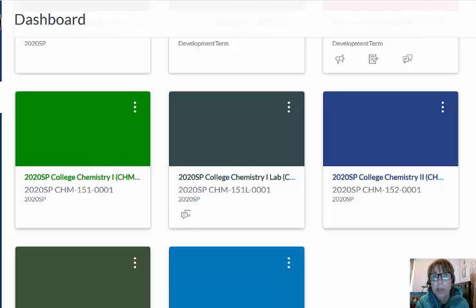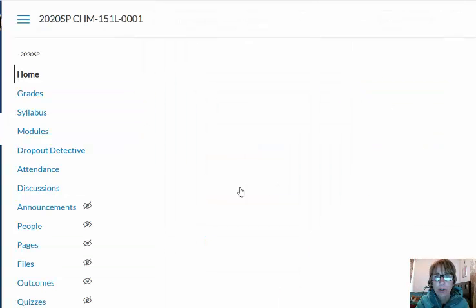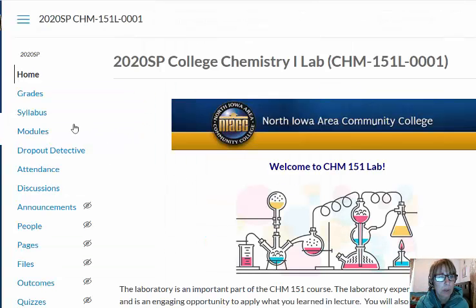So as we move forward with Lab Online, all of the information for the lab will be found in the Chem 151L tile. So our first lab is going to be atoms and elements, and that was supposed to be the first lab we did after we came back from spring break.